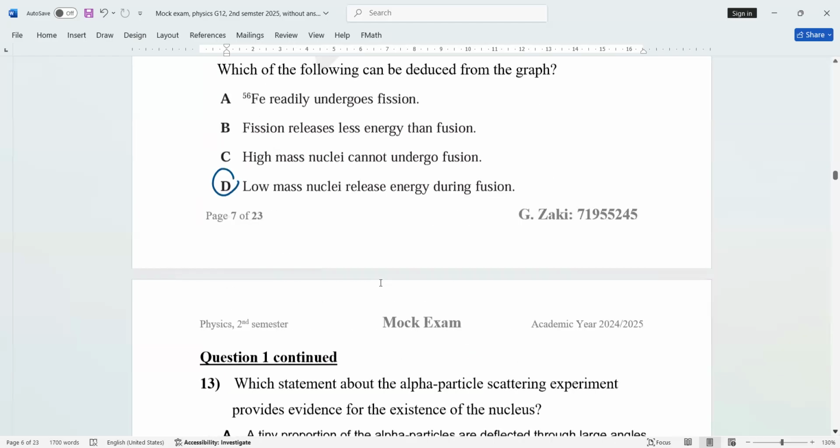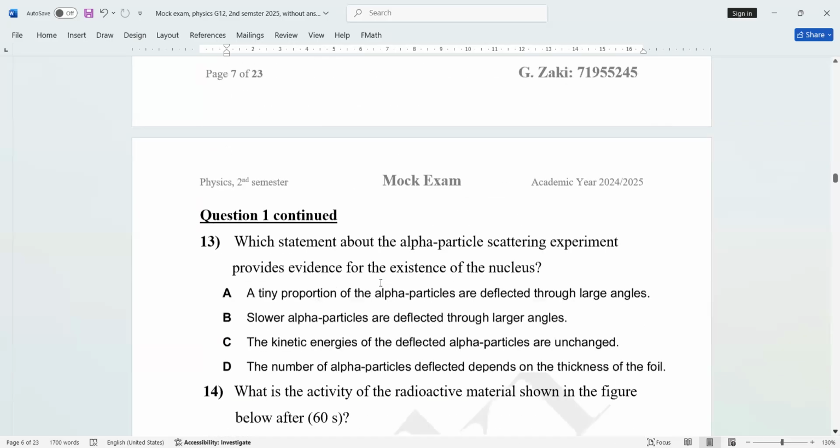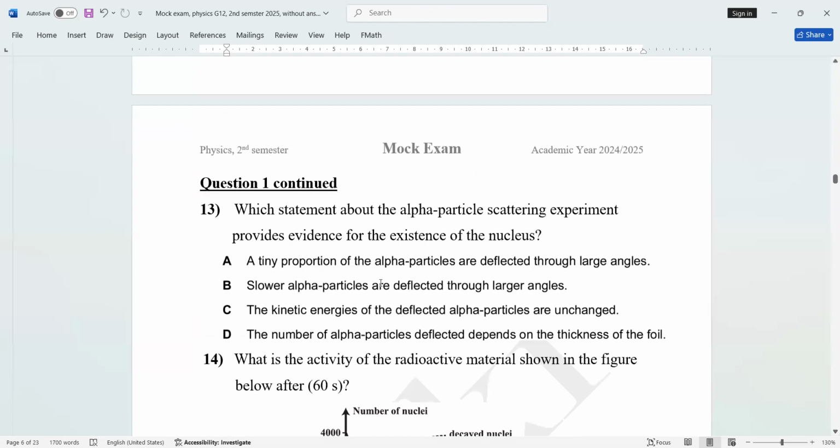Now, next question. Which statement about alpha particle scattering is correct? A tiny proportion of alpha particles are deflected through a large angle. Yes, this is correct because this is about Rutherford scattering.